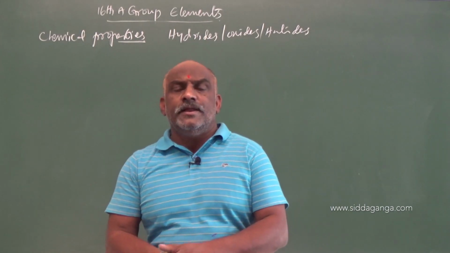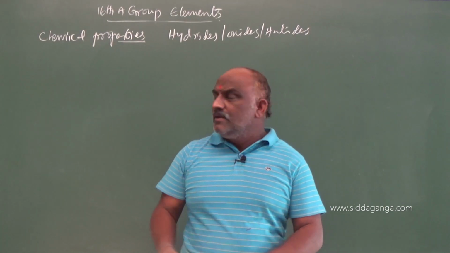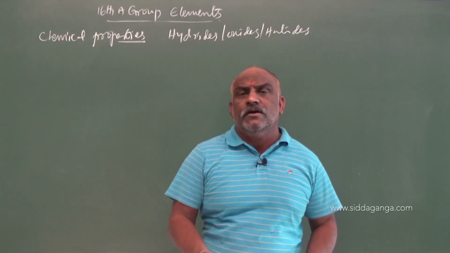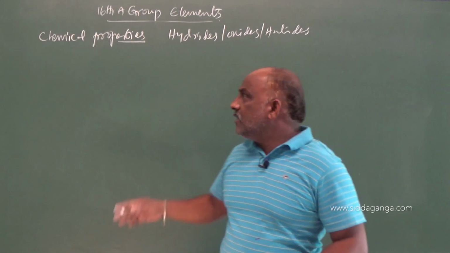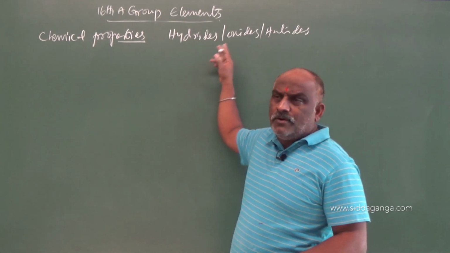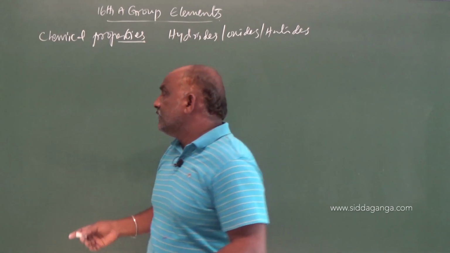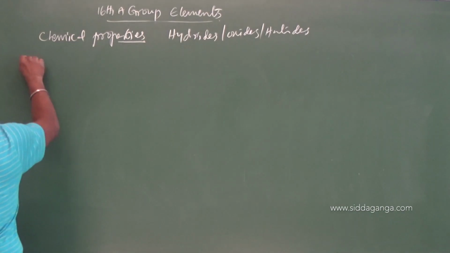Hydrides are nothing but binary compounds. The binary compound of hydrogen with 16th A group elements, hydrogen plus 16th A group element, is called hydrides. The binary compound of oxygen with 16th A group element is called an oxide. The binary compound which contains halogen plus 16th A group element is called a halide. So here number 1 is hydrides.